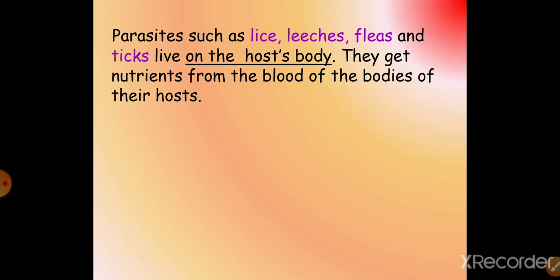Now there are certain parasites that live on the body of the host. Examples include head lice that can be found in the hair and cause itching or rashes, then leeches which get stuck to the body of animals and suck blood from their bodies, fleas which might be living on the fur of animals like dogs and cats, then ticks. So all these parasites get their nutrients by sucking blood from the bodies of their host.